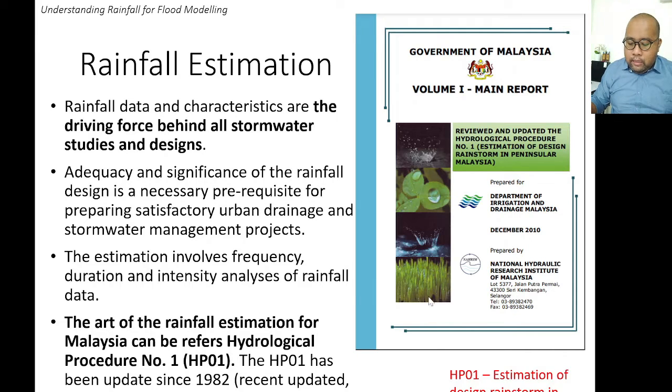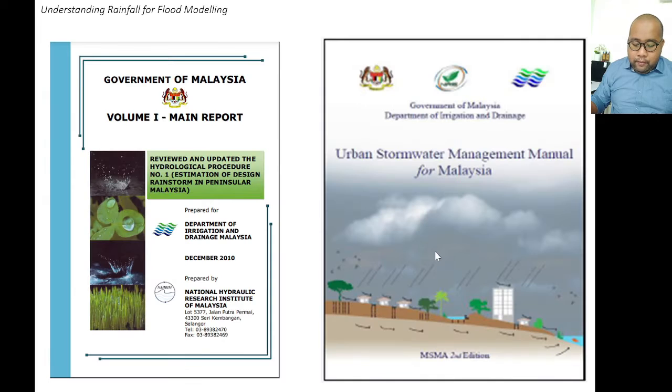As you can see on the right side, this is the main page of the HP01. It is prepared by the JPS, the Department of Irrigation and Drainage Malaysia, and by NAHRIM. As I mentioned before, the HP01 is also integrated in the Urban Stormwater Management Manual, which we call MASMA. The recent version, the MASMA second edition, is utilized nowadays.